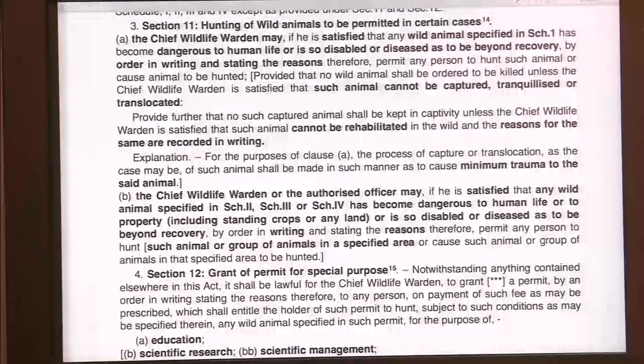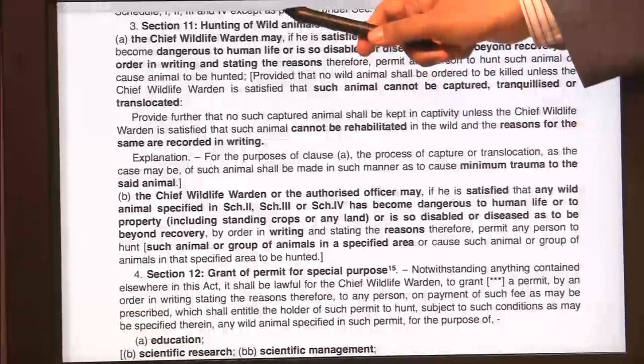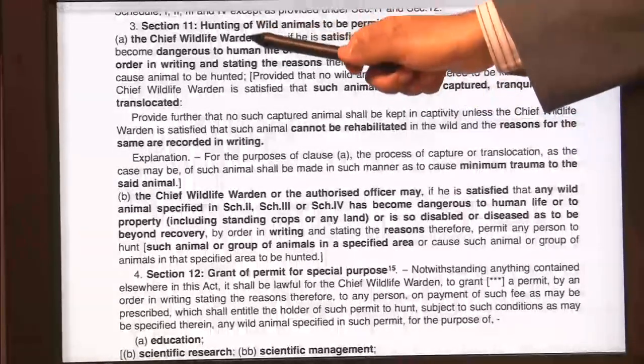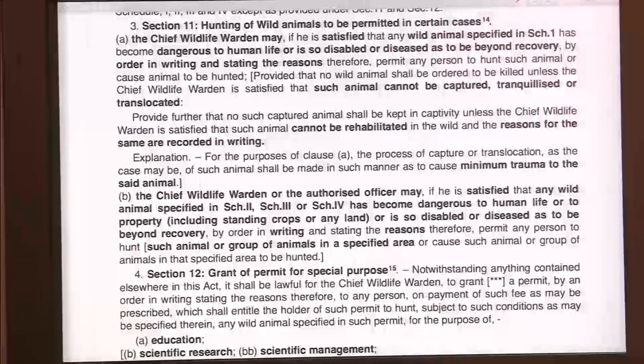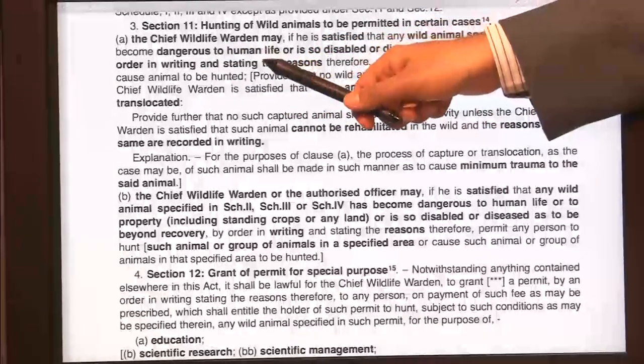So basically, section 11 gives a lot of protection to the wildlife. So if there is an animal that is there in schedule 1, and most of our endangered species are in schedule 1. So for instance, tiger is a schedule 1 animal, elephant is a schedule 1 animal and so on. So if there is a schedule 1 animal, it can only be hunted if the chief wildlife warden gives a permission in writing and also giving the reasons, and only under certain circumstances when it becomes dangerous to human life.